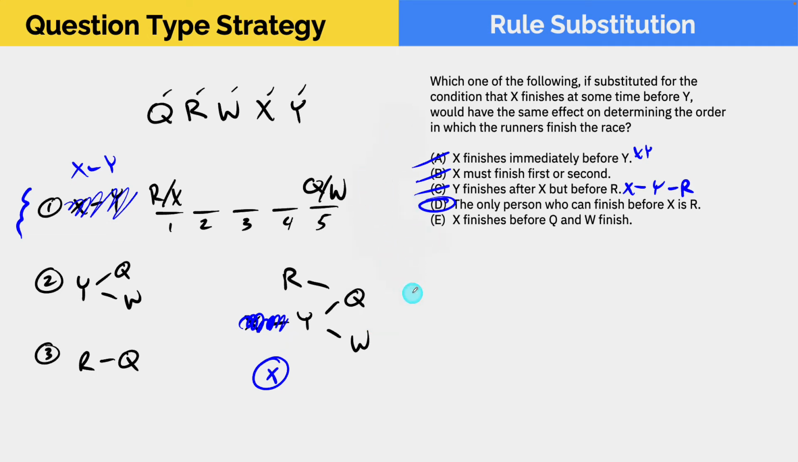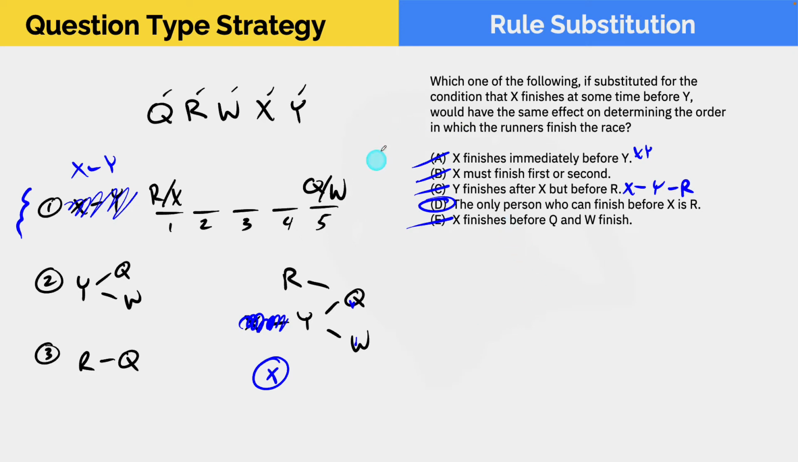Now let's just review why E is wrong. X finishes before Q and W finish. So if this is true, X finishes before Q and W, that's just about Q and W. It doesn't tell me that X has to go before Y. You could still put Y in 1. And so that's why E is not going to be the answer.